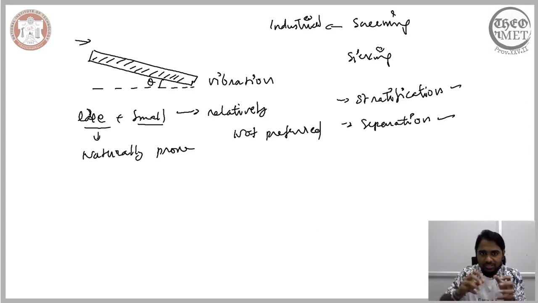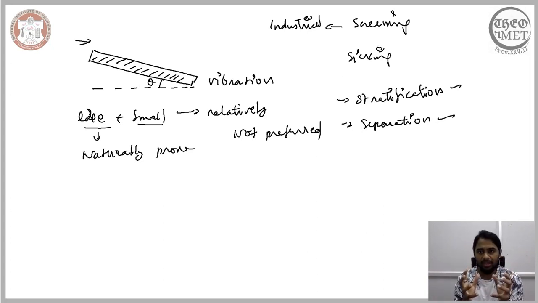Now, in addition to this, the inclination also ensures that, because of their sizes and because of the inclination, the large size particles are automatically collected at the end of the screen. So unlike a sieve, wherein you have to manually collect the large size particles, in screening, because it is employed on an industrial scale, and because of the inclination, the large size particles get naturally collected at the end of the screen.